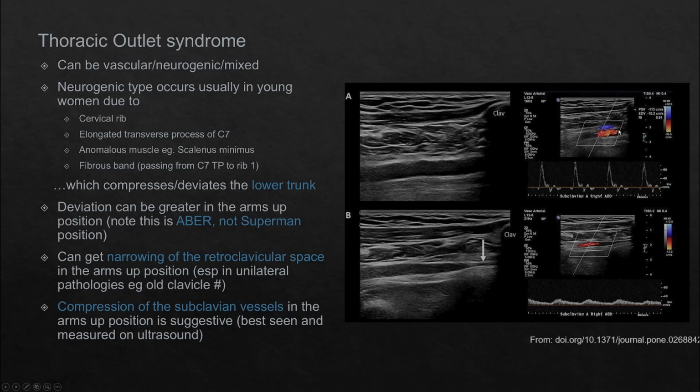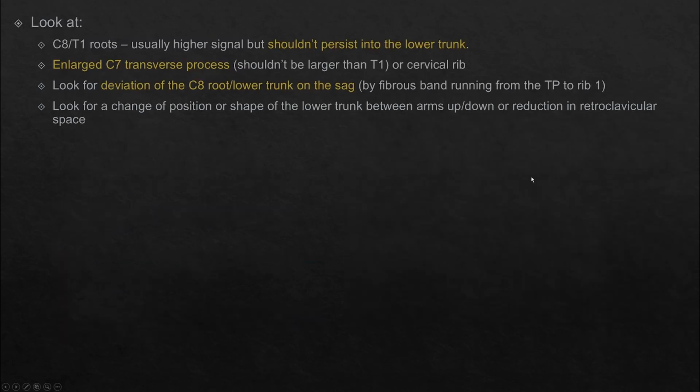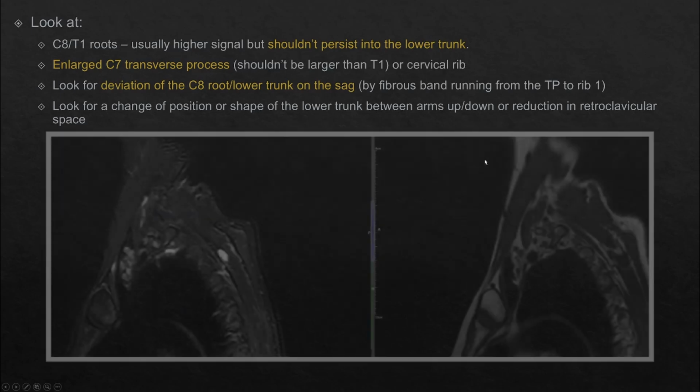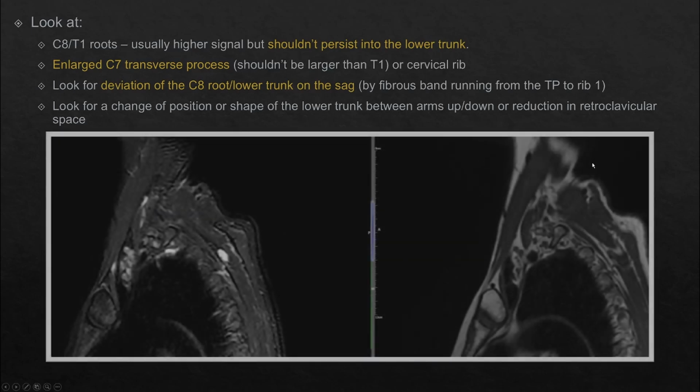On MRI in these cases, I first look at the C8 and T1 nerve roots. Normally these can be of high signal, but this should not persist into the lower trunk. Look for an enlarged C7 transverse process or cervical ribs. Sometimes these are difficult to see on MRI, but now we are using three-dimensional imaging. It is a lot easier to see on MRI than it was using our previous protocols.